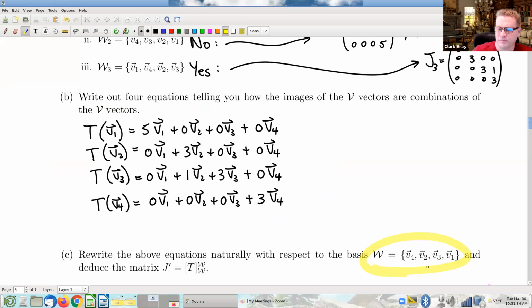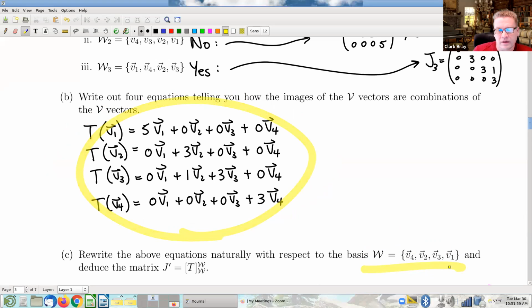And this is a different basis. What had been V1 on the left has moved over to the right, but also the V4 that had been all the way on the right is now all the way on the left. So here I've kind of switched V1 and V4. And I want to rewrite these equations with respect to that basis.